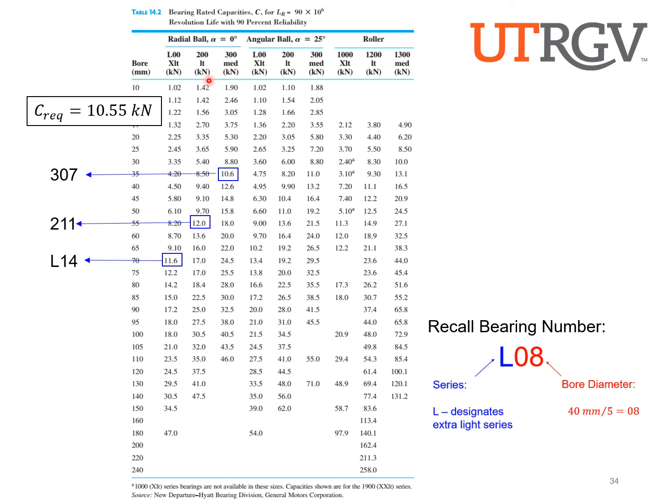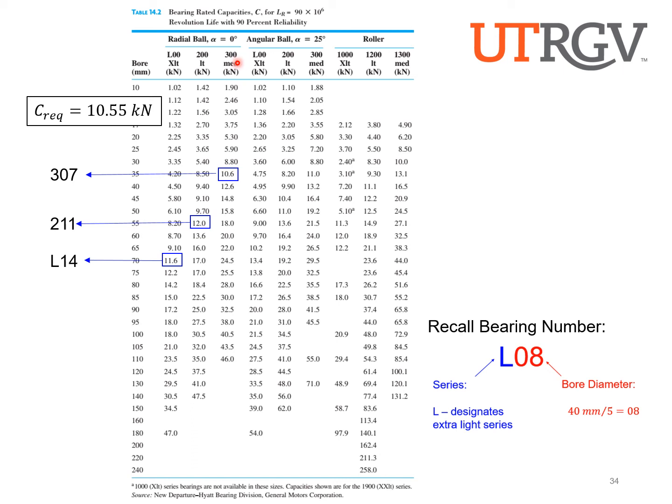If we wanted to use a light bearing, again, we're looking for 10.55. As we scroll down, we got 9.7, and this one's 12. This is the one that's going to take it. It's a light duty bearing, so the bearing number has to start with 2, and then 55 divided by 5 is 11. So a 211 bearing could also work. Again, that would be a light duty bearing with a 55 millimeter bore diameter.